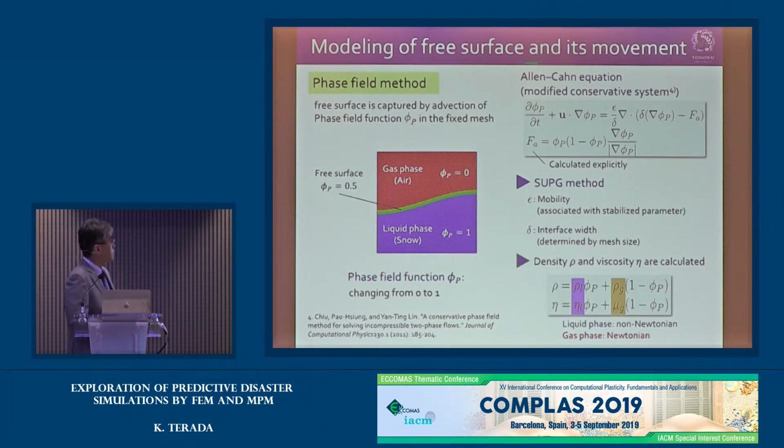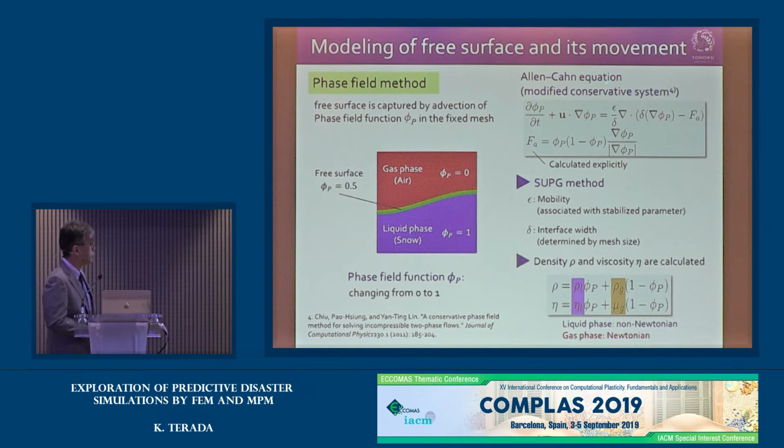To represent the free surface and its movement, we employed the phase field method. That is, the free surface is captured by the advection of the phase field function phi p in the fixed mesh. Here is the illustration of the phase field function. You can see here phi p equals 0 corresponds to the gas phase. The value 1 corresponds to the liquid phase. The intermediate value 0.5 represents the interface here.